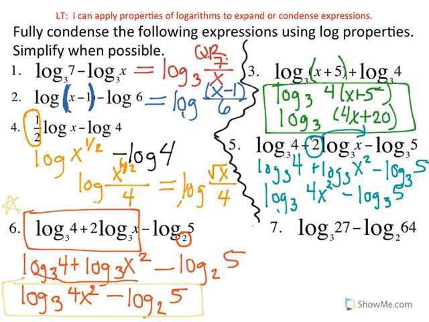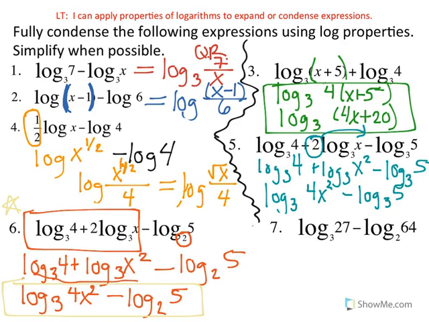Since they have different bases, can I combine them using the quotient rule? No, I cannot do that. They don't have the same base. I cannot use a property to combine them. I don't see anything else that I can do. There's no power property or power rule happening here. There's not a product rule that I can apply. There's not a quotient rule situation I can apply. So the only thing that I can do is try to simplify it.